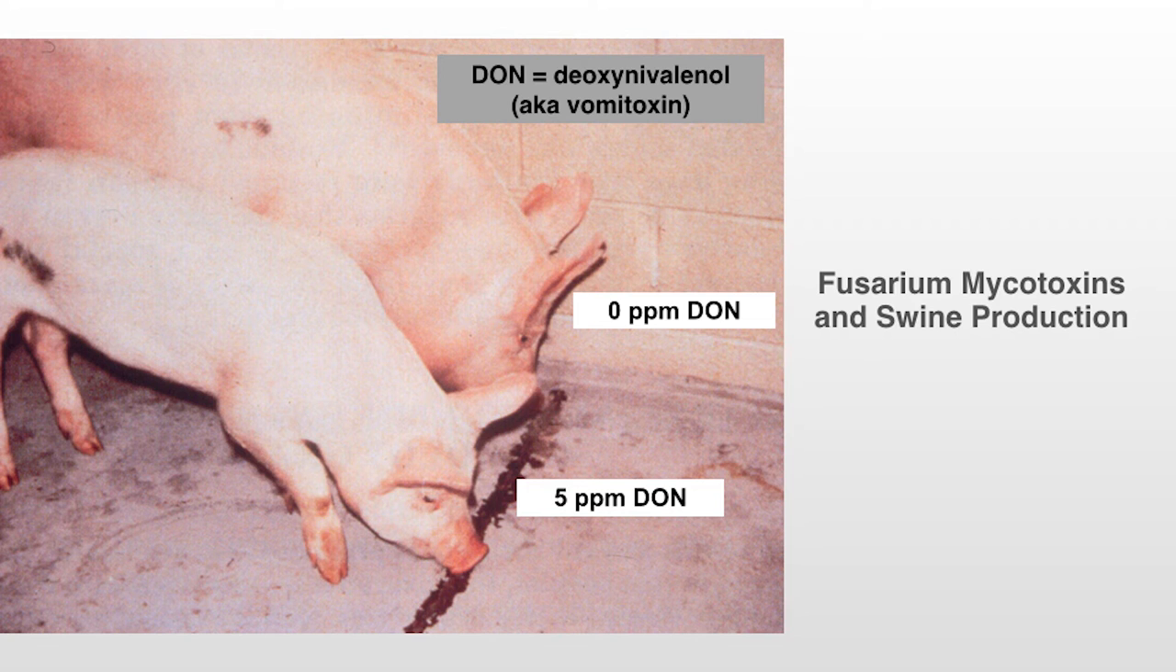So in this photograph, you can see the hog on the right was fed grain with 0 parts per million of deoxynivalenol, and the hog on the left, or in the foreground, was fed 5 parts per million. So you can see there was significant feed refusal and lack of weight gain in that animal.